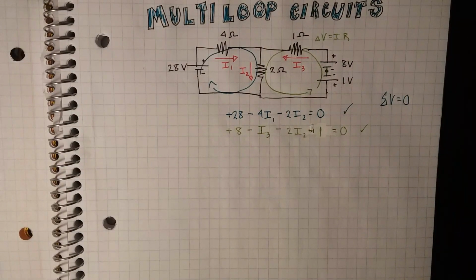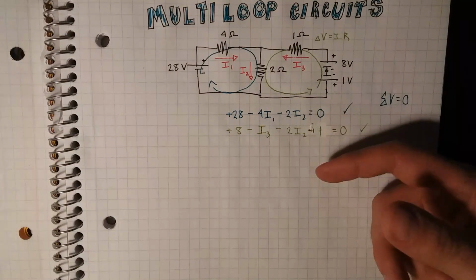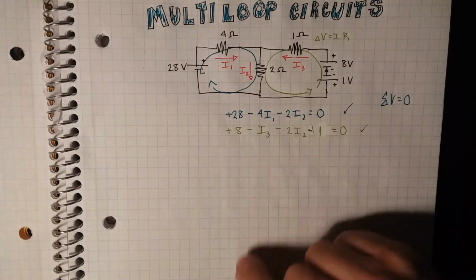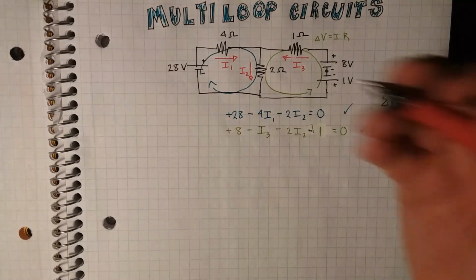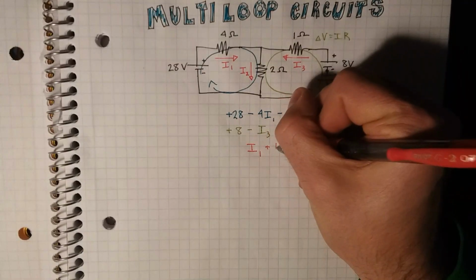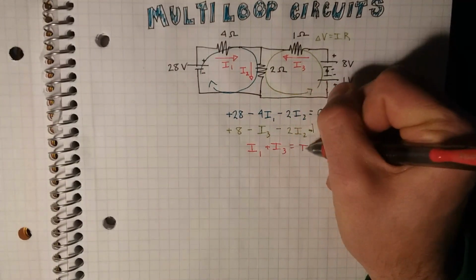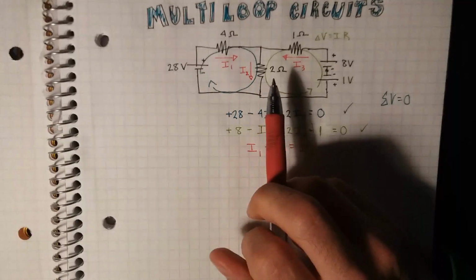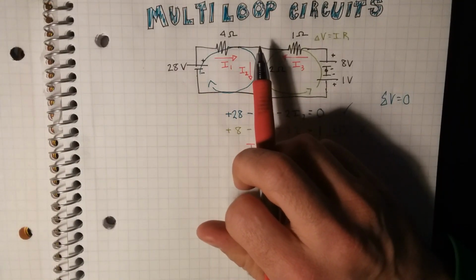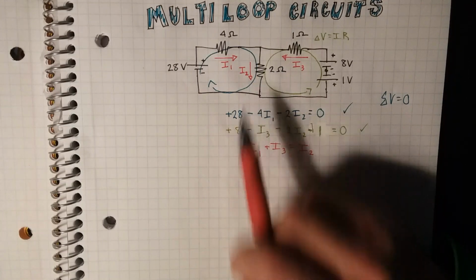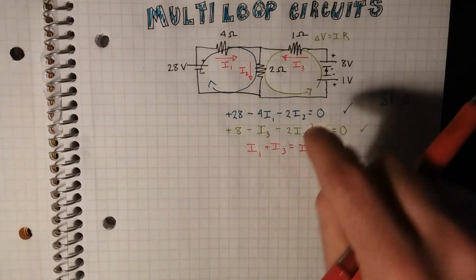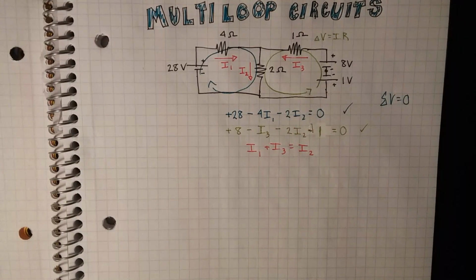However, I can't solve these because this has an I3 in it, and this is two equations with three unknowns. I need another statement. But don't worry, I've got this one: I1 plus I3 equals I2. That's how I defined it right here. Watch the directions. This going into this junction, this going into this junction, this going right here has to be I2. And now I've done something awesome. I have made three equations with three unknowns.